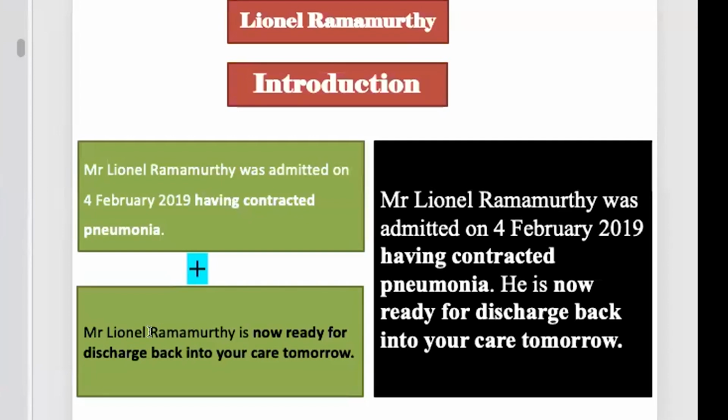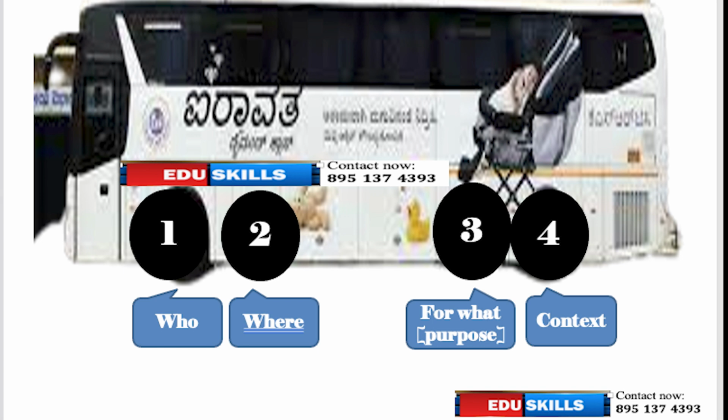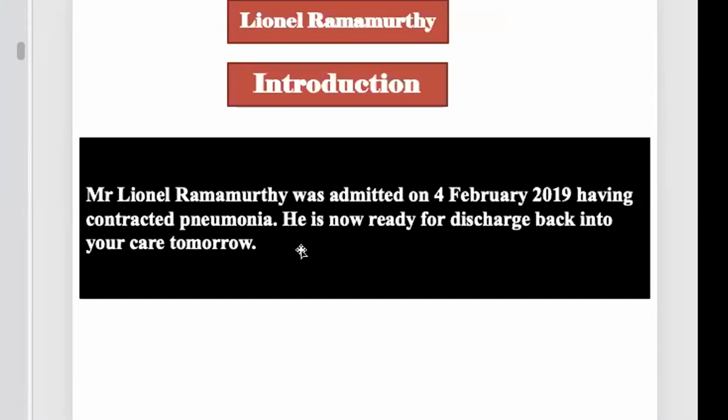Okay. So instead of Mr. Ramamurthy, you have just added he. You can even make it a single sentence, but this is okay. So you have the whole introduction. Mr. Lionel Ramamurthy was admitted on 4th February 2019, having contracted pneumonia. He is now ready for discharge back into your care tomorrow.